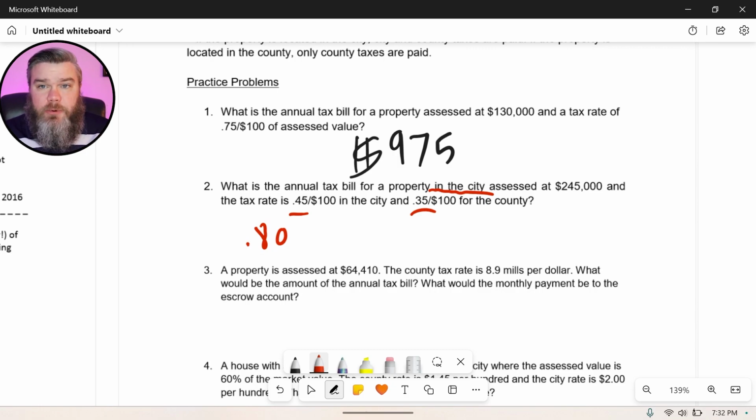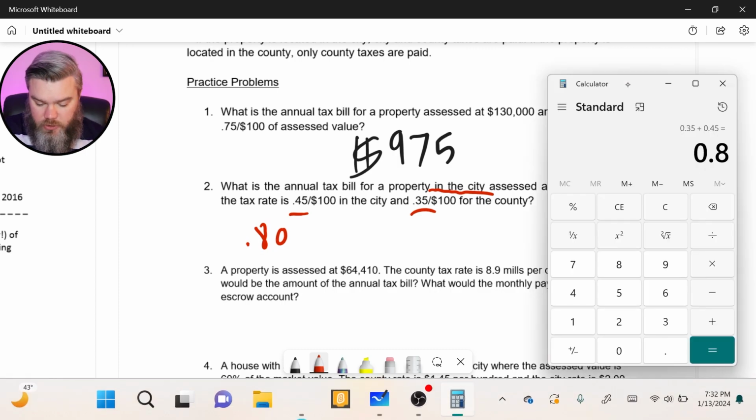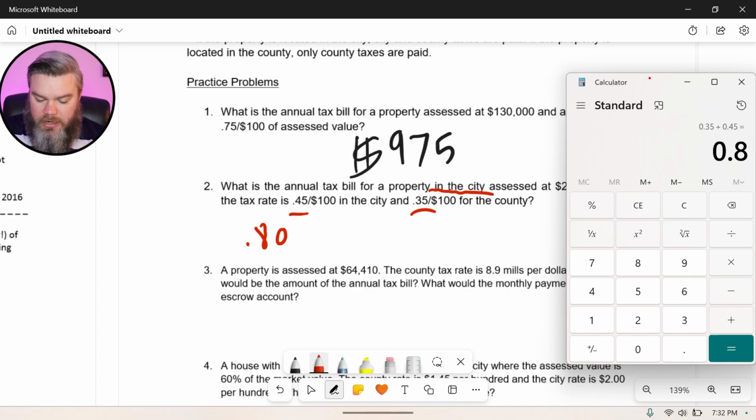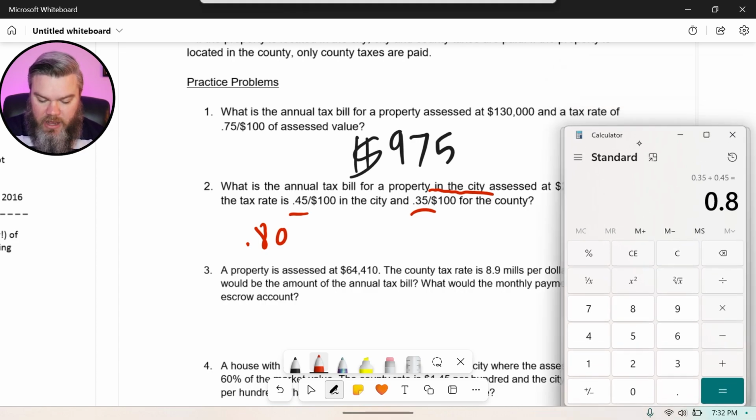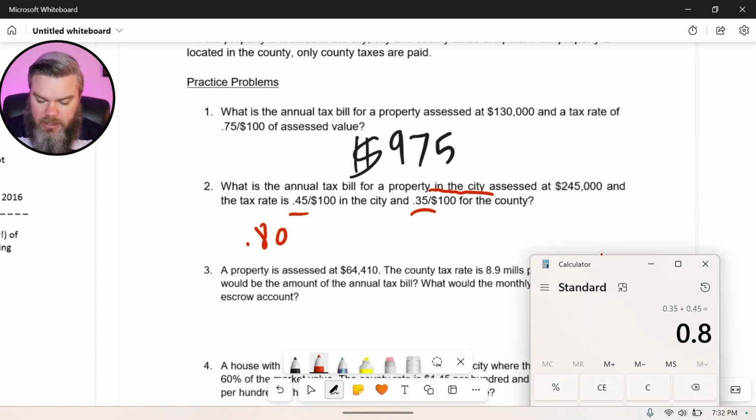So 80 cents per 100, and I told you there's a couple different ways you could do this. You could say, okay, well, how many times does 100 go into the assessed value? You could also say, 80 cents divided by 100 gives you a per dollar rate, and then multiply that by the whole assessed value. Whatever you're more comfortable with. I typically recommend converting it to a per dollar rate. And the reason why, when you're reverse engineering these problems, when you don't have a rate, if it's already converted, you'll never have to worry about where you end up. And I'll give you some examples of this in a minute.